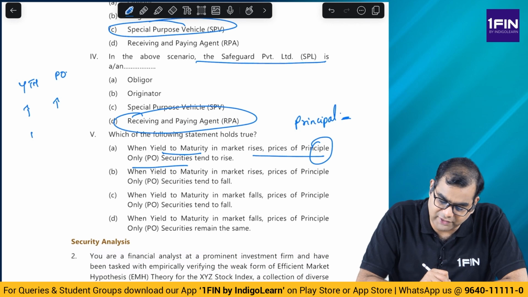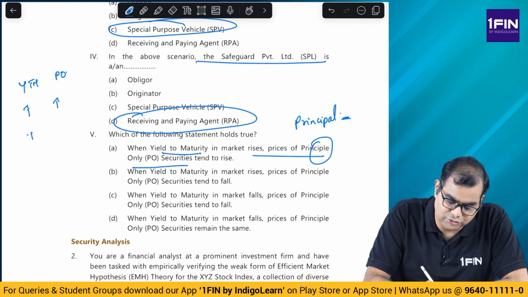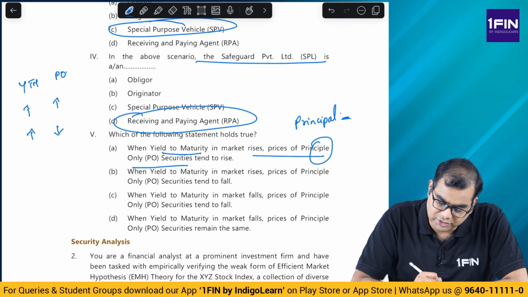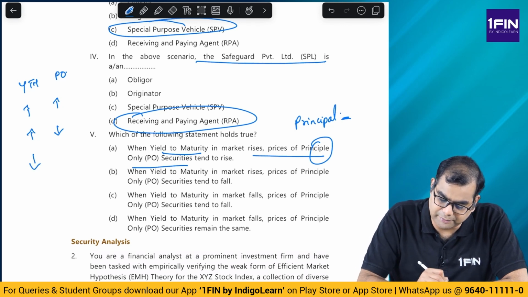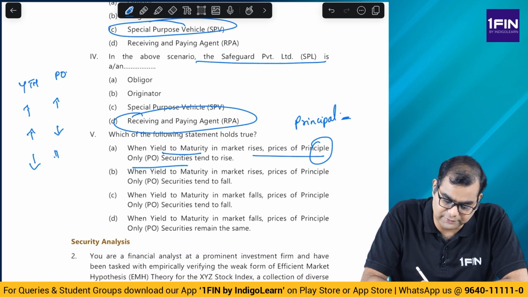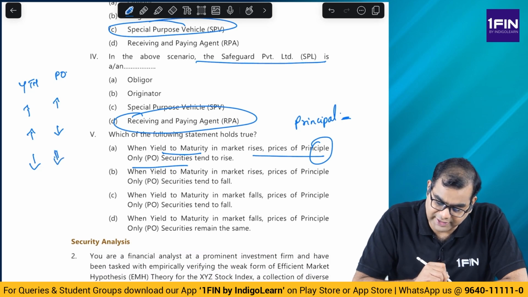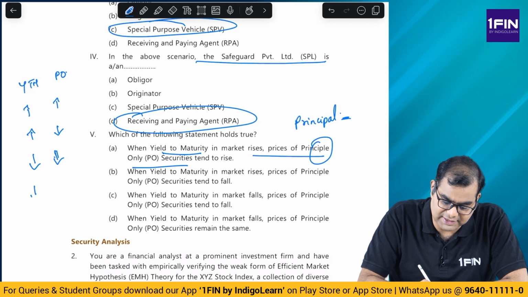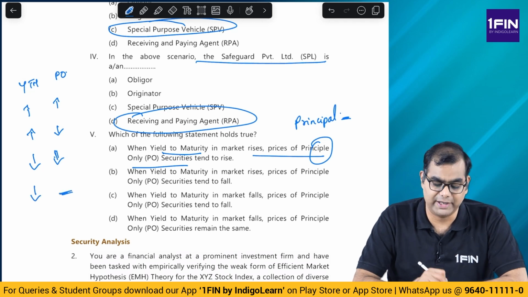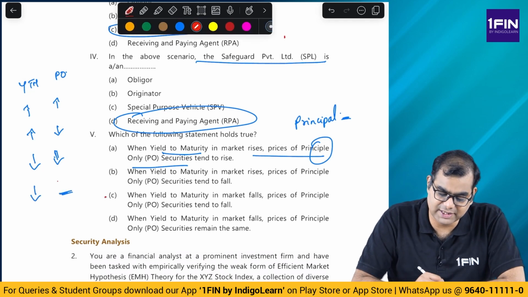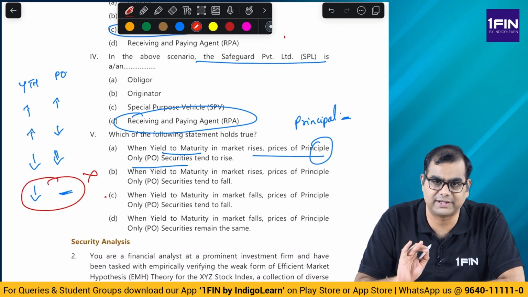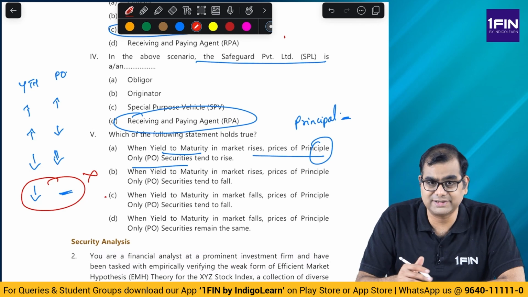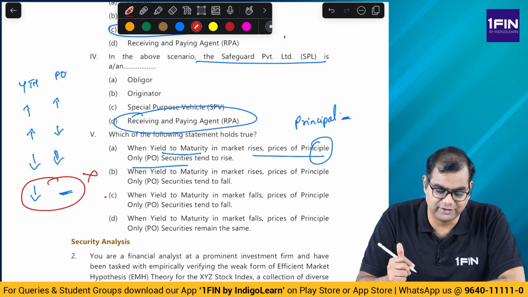Second one, when YTM rises, this tends to fall. Third, what they say, when YTM in the market falls, the prices also tend to fall. Then when YTM in the market falls, prices are stable. Okay, they have given 4 options. Now which option is correct? See, remaining stable is absolutely wrong. So 100% that is not the case. And this is a very confusingly worded kind of question.